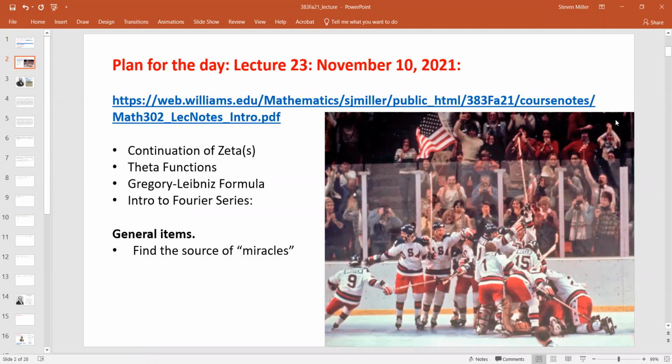There's going to be many different ways of continuing it, depending on how much work you want to do and how good of a result you want to get. We will primarily focus on the theta function and the continuation through the theta function. This is going to be a nice way to motivate our shift into Fourier series. I will talk a little bit about the Gregory-Leibniz formula, which we might have mentioned briefly before, but it is connected to the Riemann zeta function.